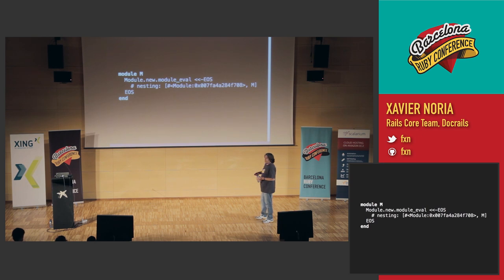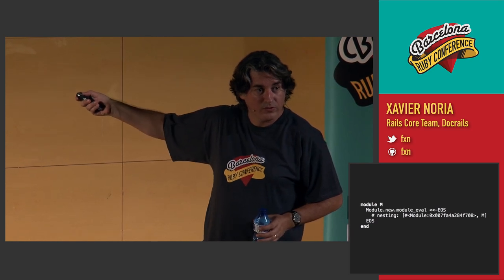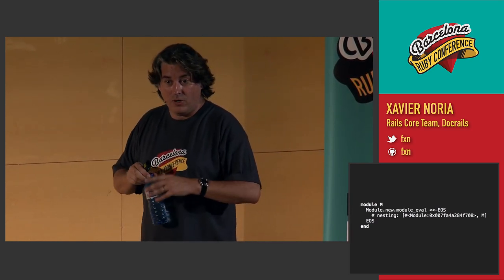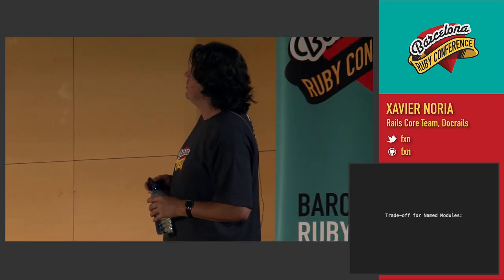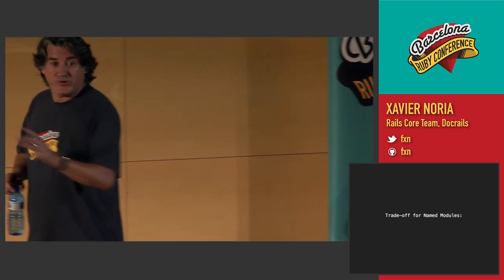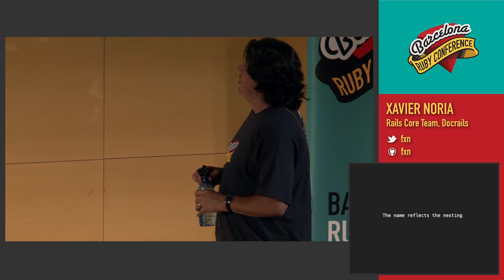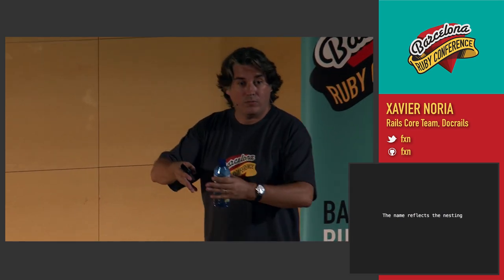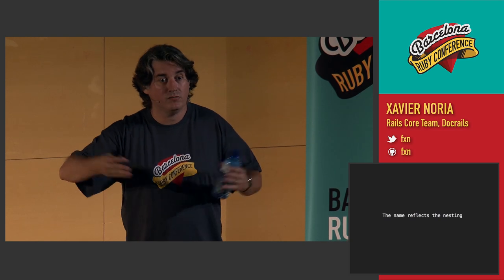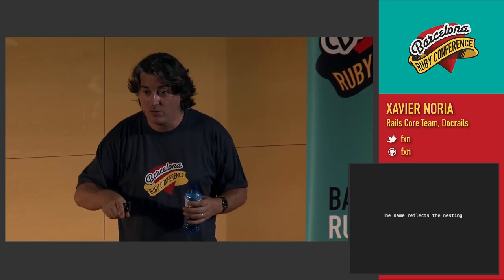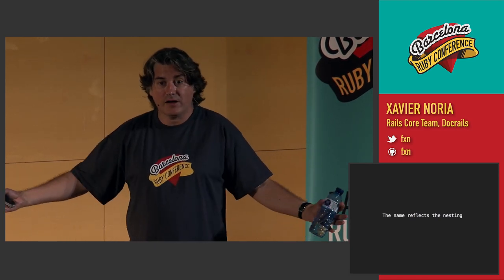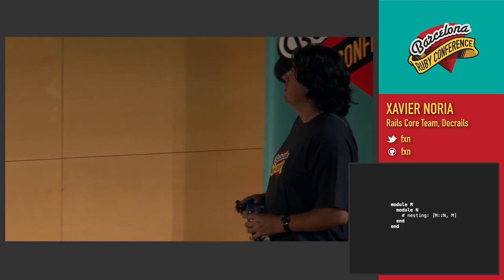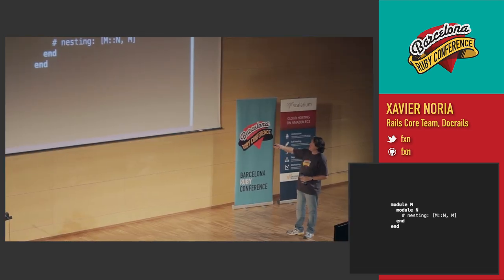So in this situation, you have no idea of anything. You don't even have a name for the module. So you don't have the nesting, and since there's no name, you cannot assume anything. So these are trade-offs made by active support. Trade-off: the name of the module that gets the hook call reflects the nesting. That's an assumption. It's known that it could be false, but you make that trade-off because you cannot do anything else. You cannot be smarter than this. And so this is the assumption that you are basically in this situation.